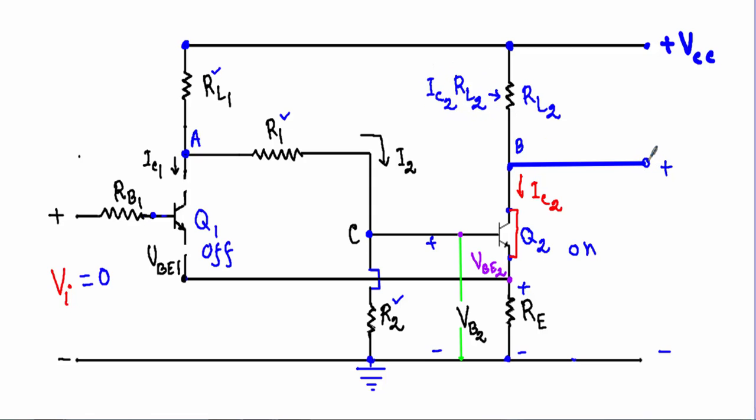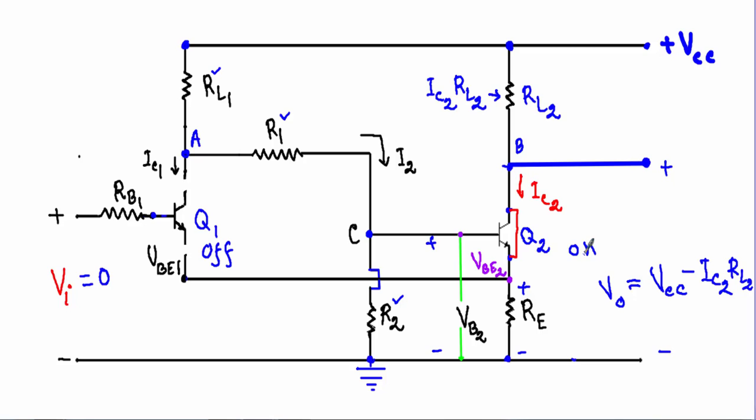Now we are taking the output across this terminal and this terminal, therefore our V out will be equal to, see here we are applying plus VCC, and a portion of this plus VCC gets absorbed across this load resistor. Therefore the remaining of this plus VCC will be equal to our output: VCC minus IC2 RL2 will be our output voltage.